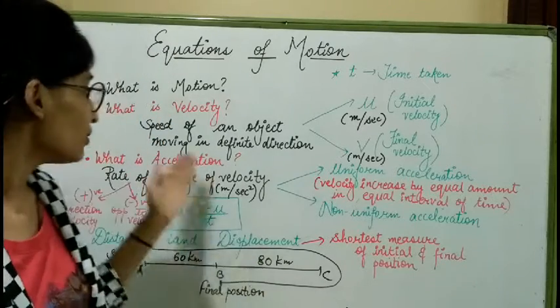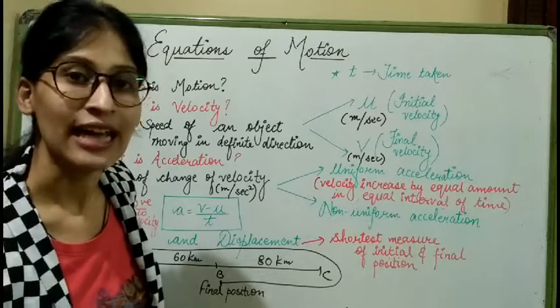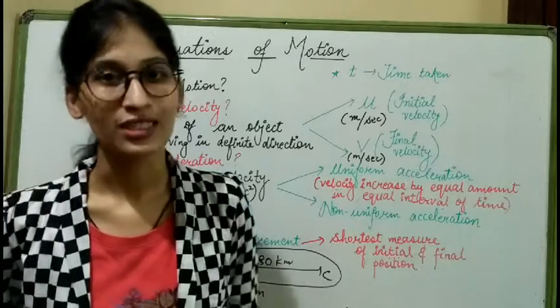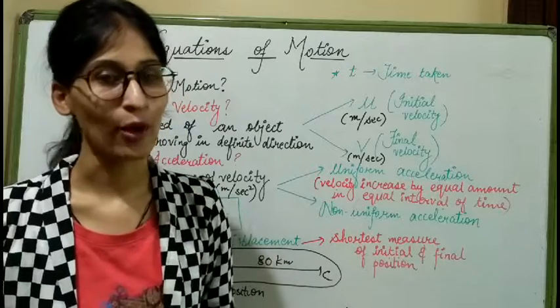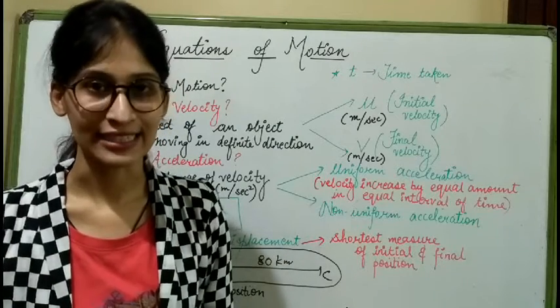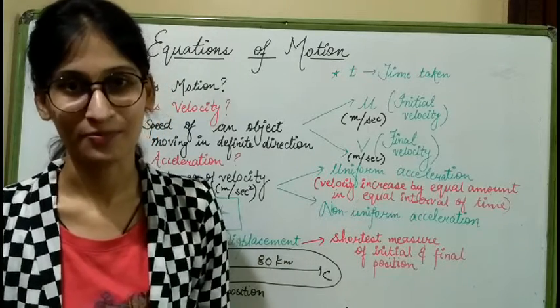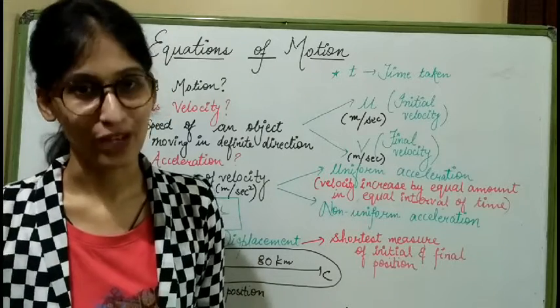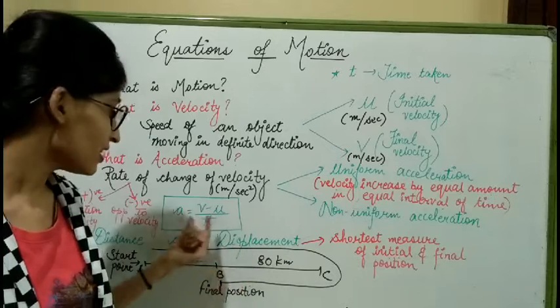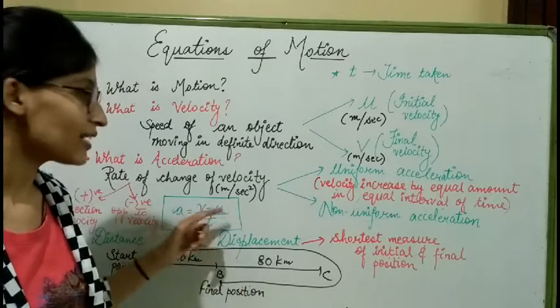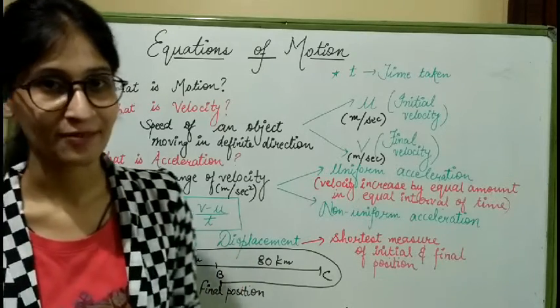Next is, what do you mean by acceleration? As I said, initially the ball was at rest, but during the course of the downward motion, it has gained a certain velocity. This rate of change of velocity is known as acceleration. So acceleration is basically v minus u upon t.